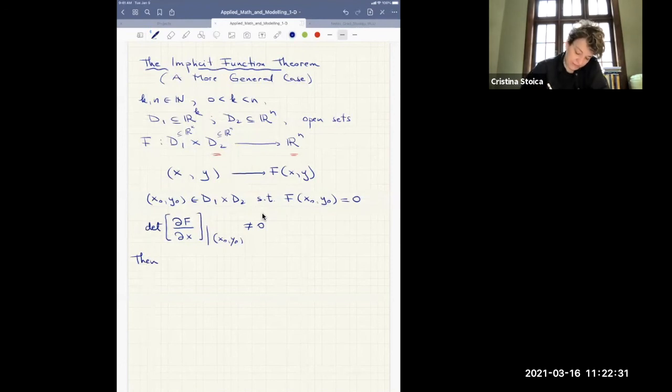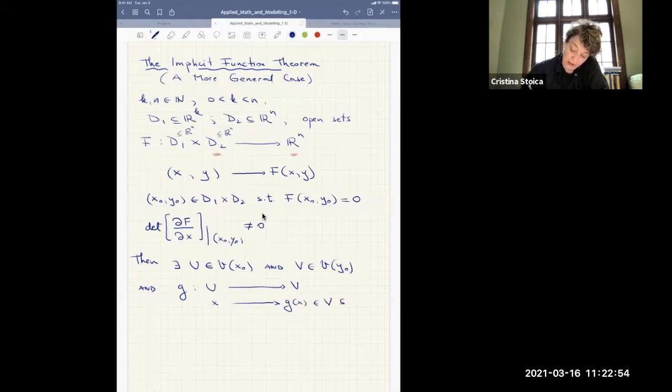Then there is a neighborhood U of x naught and a neighborhood V of y naught and g, a function that goes from U, lands in V, so it takes an x and produces a g of x, which is in V, which is in R^n, just to make sure that we know our dimensions, such that for any x in U, I'll write that, f of x and g of x will still be 0 for any x in U.